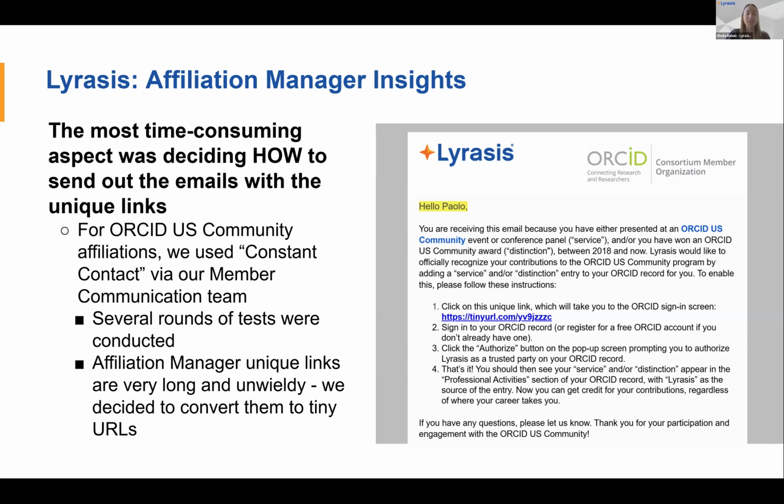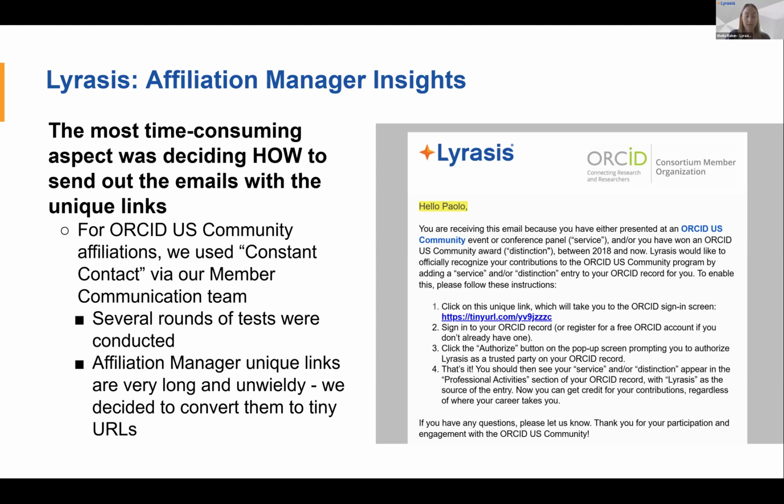Another thing is the unique links that the affiliation manager gives you are very long and they're not pretty and they're kind of unwieldy. So we made a decision to convert those to tiny URL so it would be more approachable in the email that everyone got. And so you can see a screenshot of what that email template looked like. So we were able to use our logos, and then you can see the tiny URL in the first step here. And we tried to keep it as short and succinct as possible while still giving people the information that they needed to know what this email is and what they need to do with it.